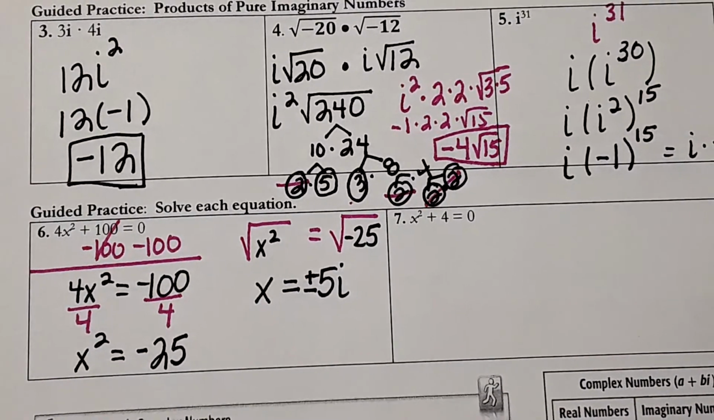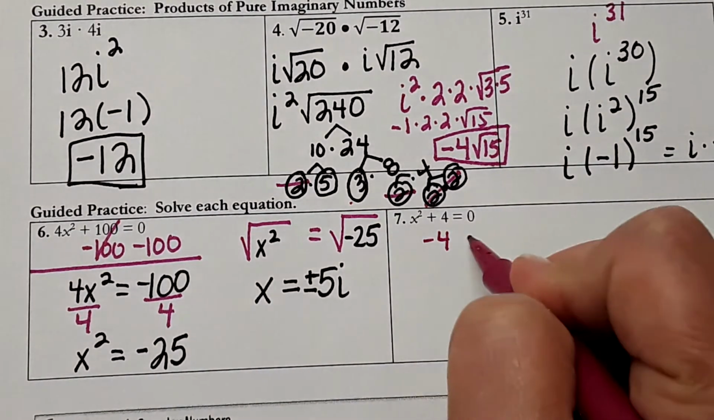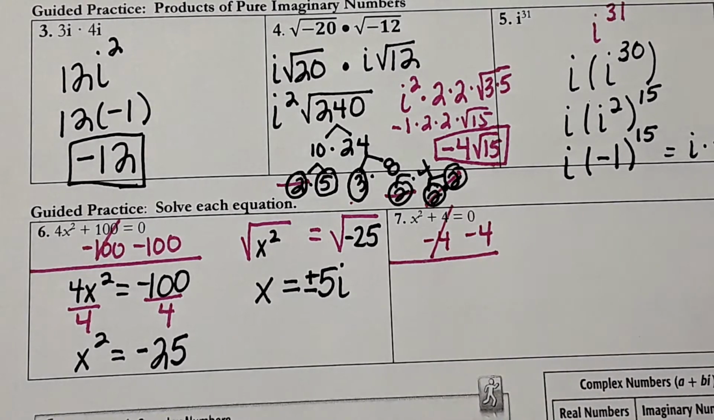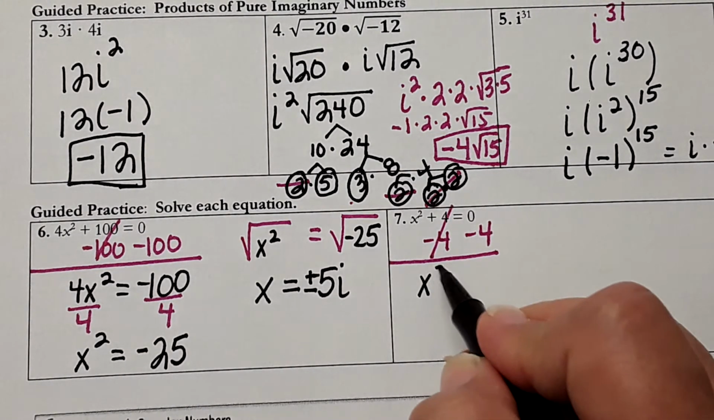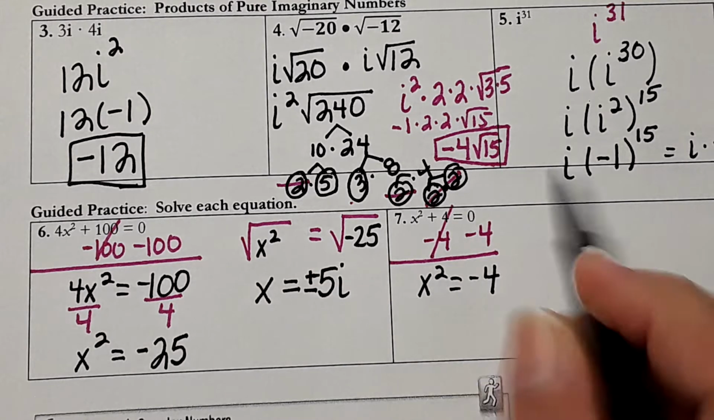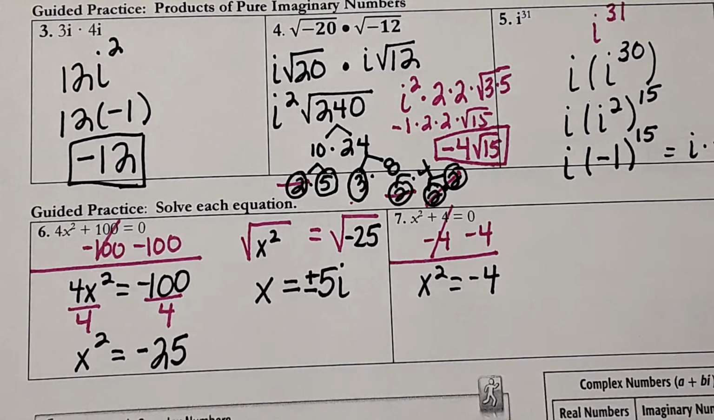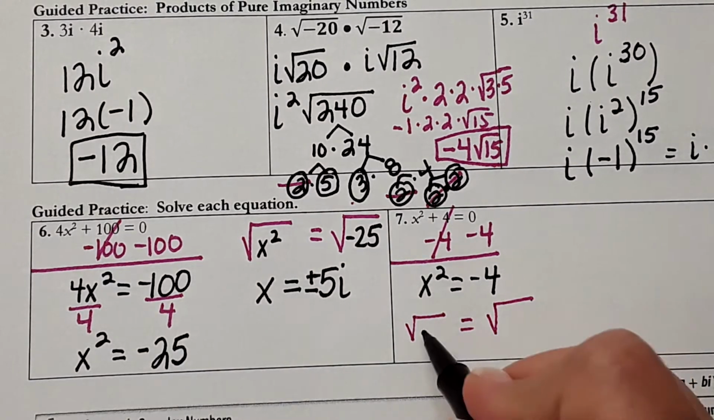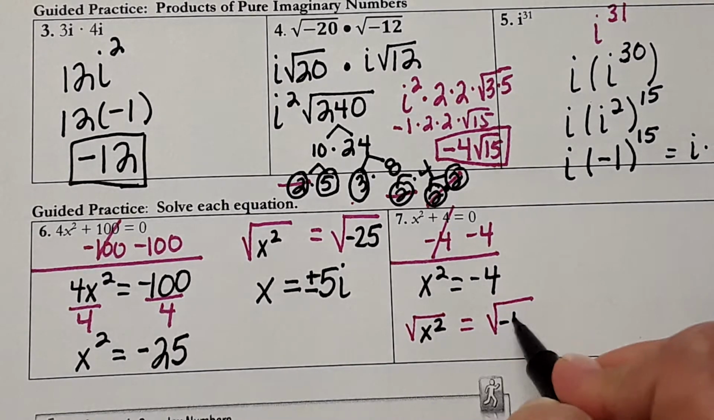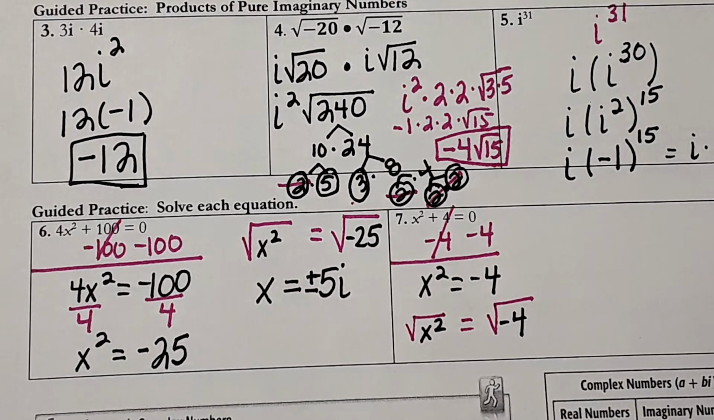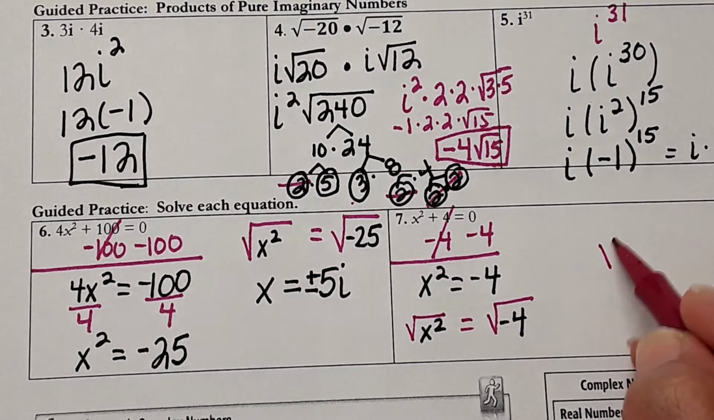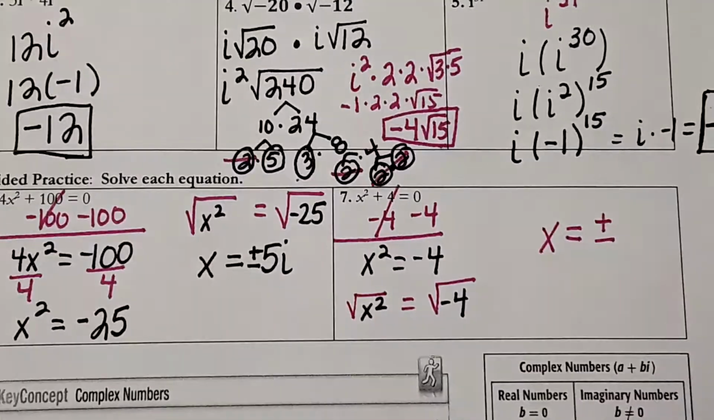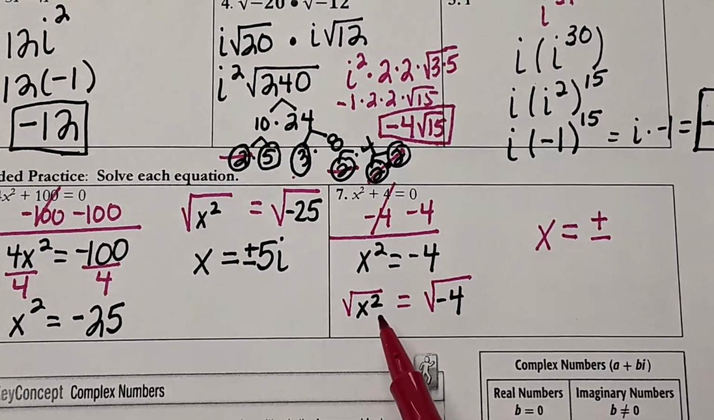Number 7. Subtract 4 from both sides. x squared equals negative 4. We're going to take the square root of both sides. You get x equals plus or minus. You only have the plus or minus there because this is the x squared.